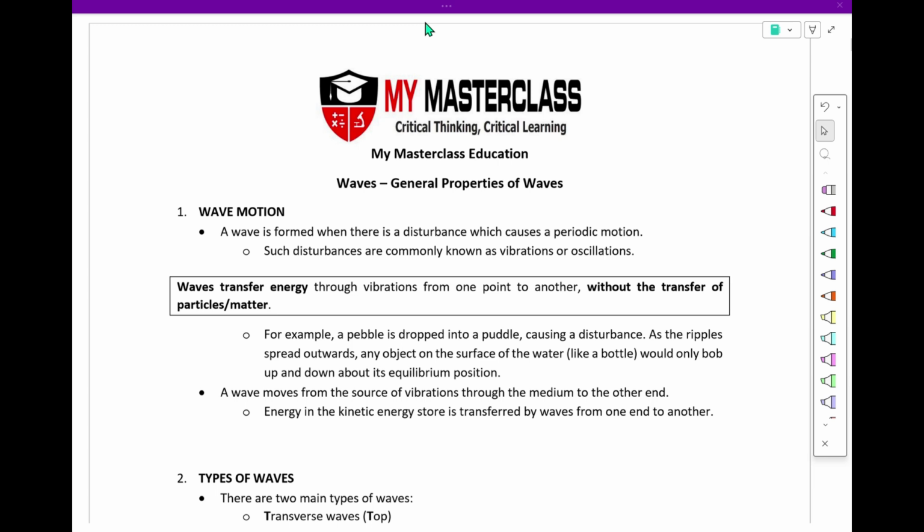Okay, this is the chapter of waves, more specifically the general properties of waves itself. So the first thing we need to know is what are waves. If you recall back to your energy chapter, we know that one of the methods or processes where we transfer energy is through propagation of waves. Now propagation just means motion of waves.